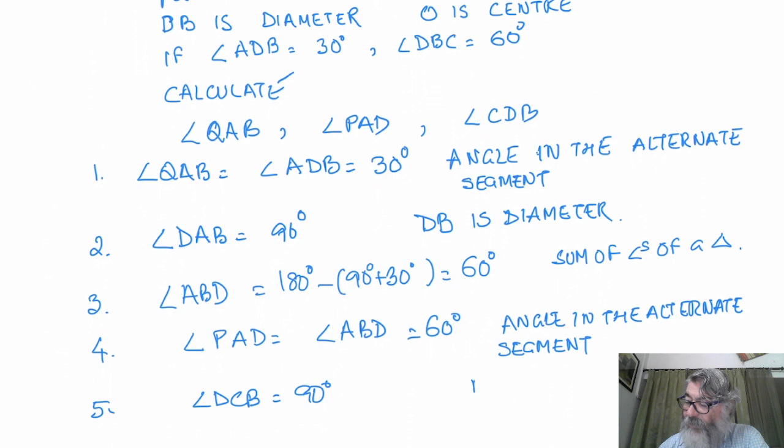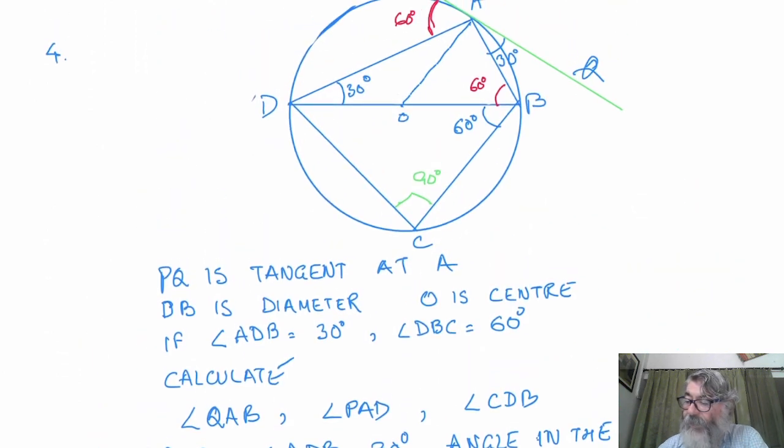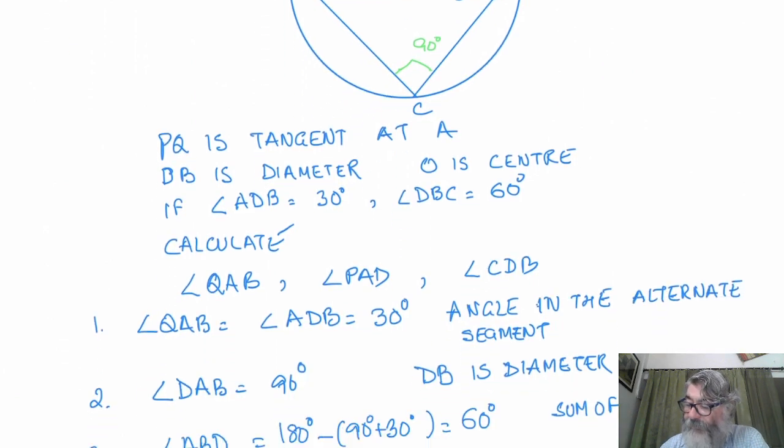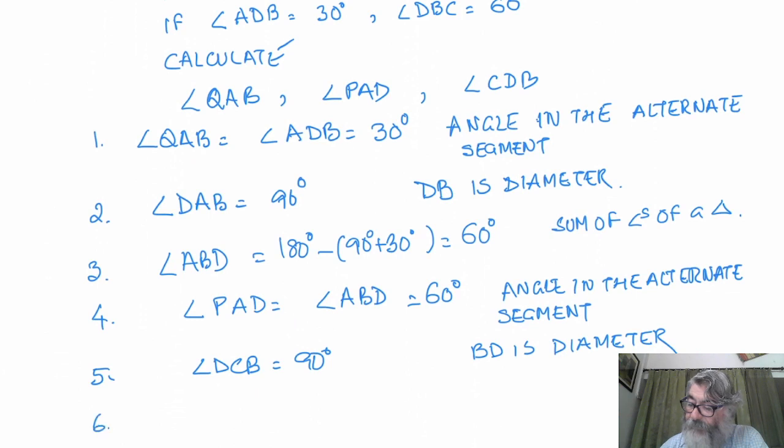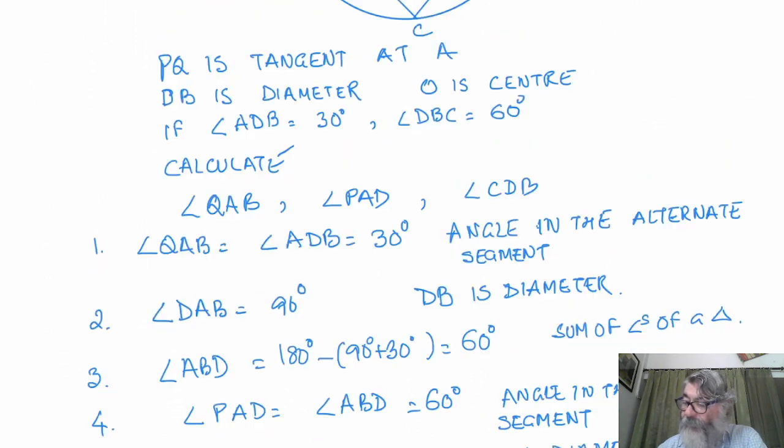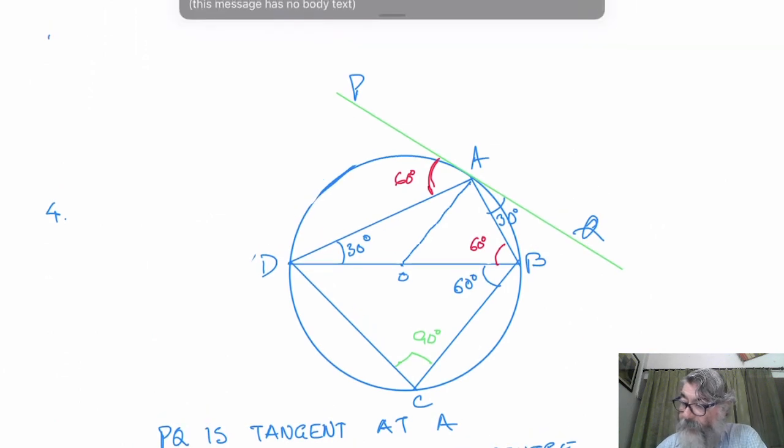Angle in the semicircle, BD is diameter. Angle in the semicircle is right angle. So BD is diameter, DCB is 90 degree. When you know the two angles of the triangle, the third angle can be calculated. That is angle BDC. Angle BDC will be 180 minus 90 plus 60. So that will be 30 degree. This angle will come out to be 30 degree.